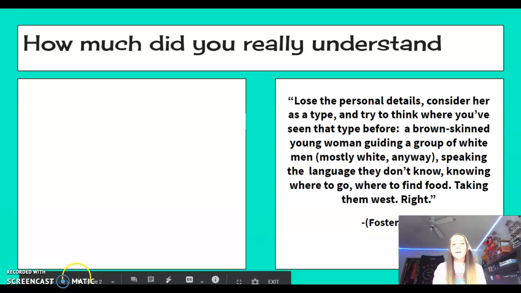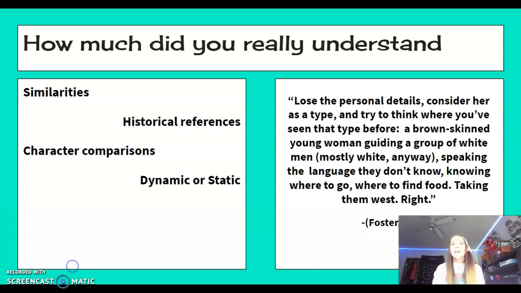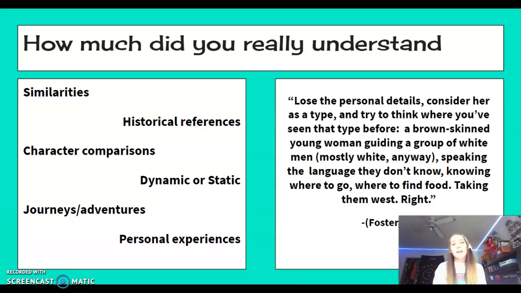In literary references, you can have things like similar characteristics of your characters, historical references talking about things that might have happened in the past or in historical books, the name or comparisons of two different characters or a plot twist, and you can have the dynamic and static characteristics of your main character or surrounding supporting characters. You can also have personal experiences, adventures, and journeys.